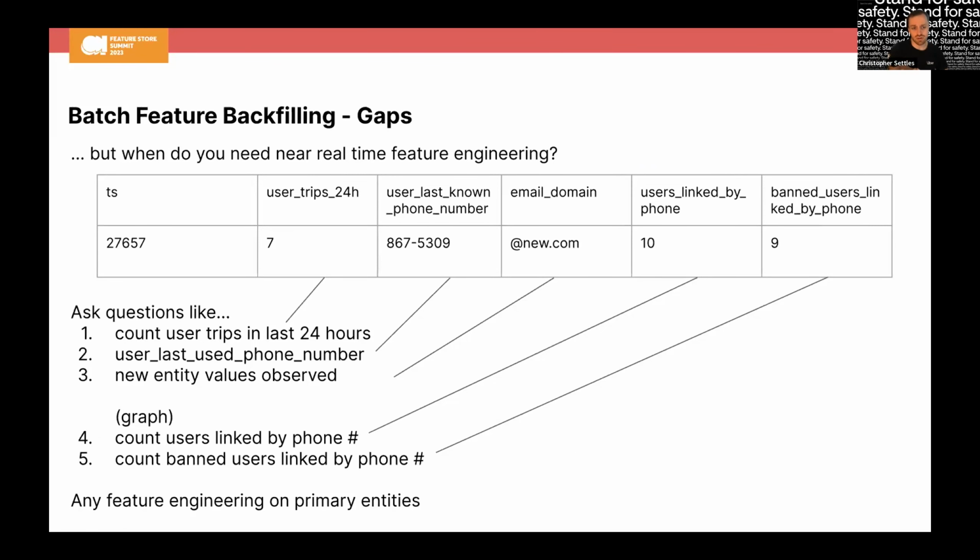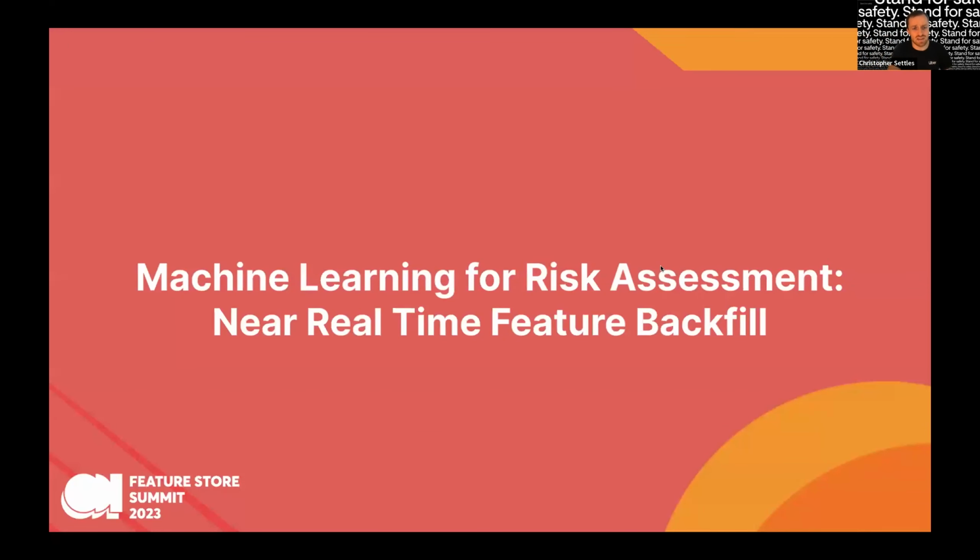or if there's some new entity value observed for the first time and we're observing the cold start problem, we may see that it doesn't have values populating very well yet. Or anything related to graph, where we want to count the number of users linked by the phone number to the current user, or even, for the fraud domain, the number of banned users linked by the phone number. Any kind of feature engineering on primary entities benefits substantially from real-time feature engineering, which is really relevant for the types of problems that we see in the risk domain, such as account takeover, new user fraud, and marketplace abuse, and even safety.